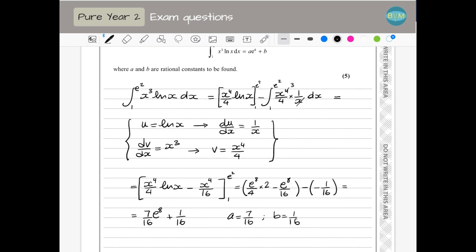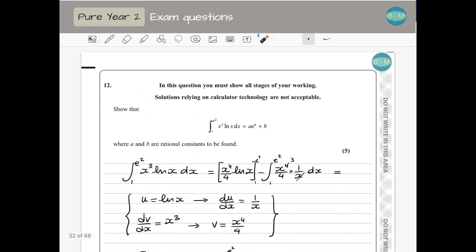I would always write the coefficients, not just the expression, when they say that they have to be found. And that's it with this question.